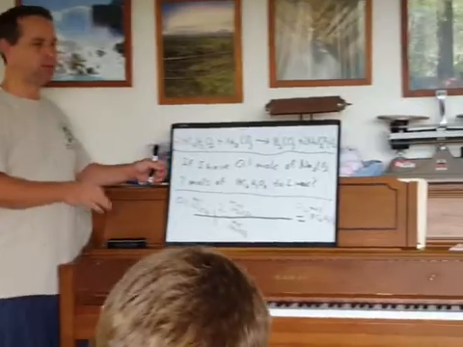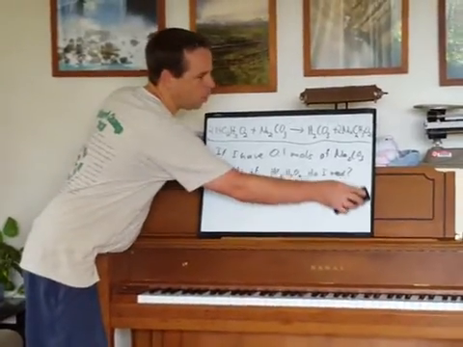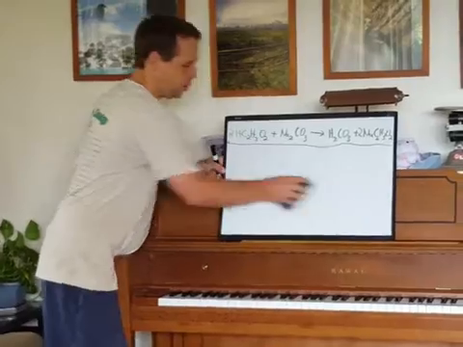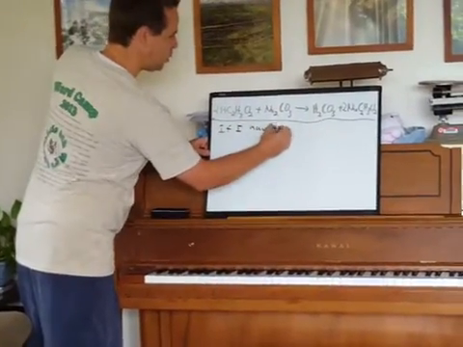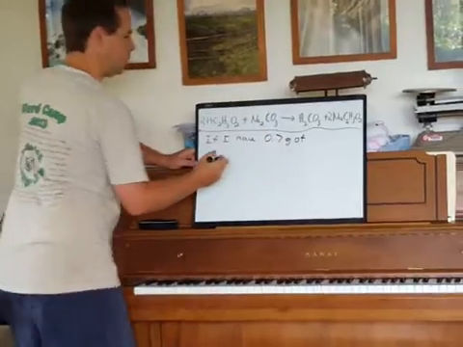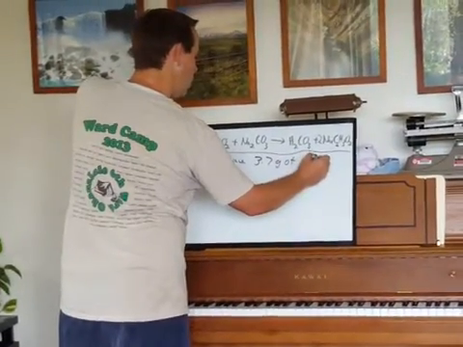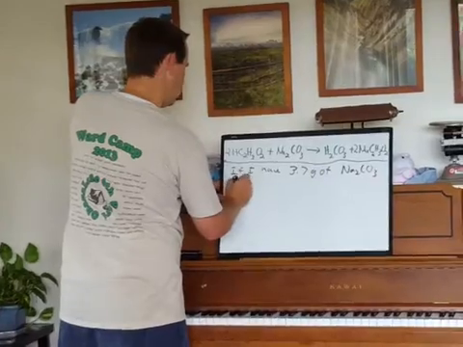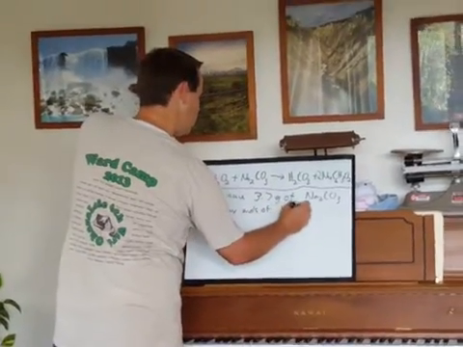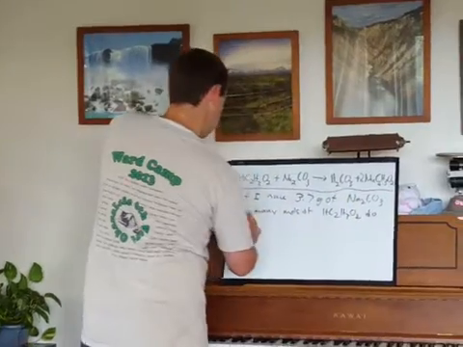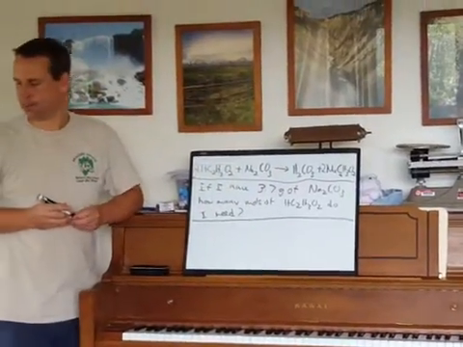So, we're going to move on now. Hopefully you understood how to do that, because the next question is going to require more of that. Okay? So here's another question. If I have 3.7 grams of Na2CO3, how many moles of HC2H3O2 do I need? Moles of HC2H3O2. Okay?